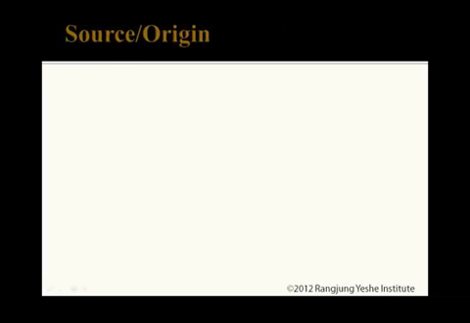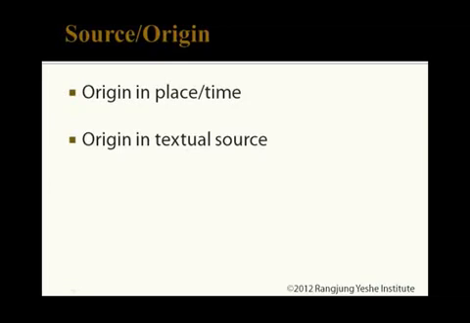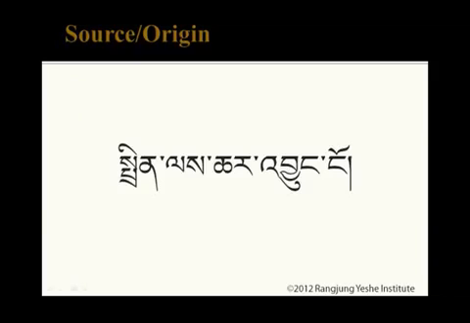First, let's talk about the main use of the source particles, to show the origin or source or starting point of things. The source particle can be placed after a word to indicate an origin in place or time. It's also often found in Classical Tibetan when quoting a text. Let's have a look at some examples.